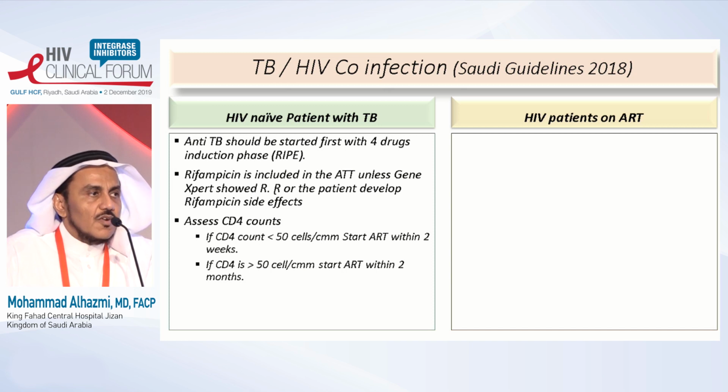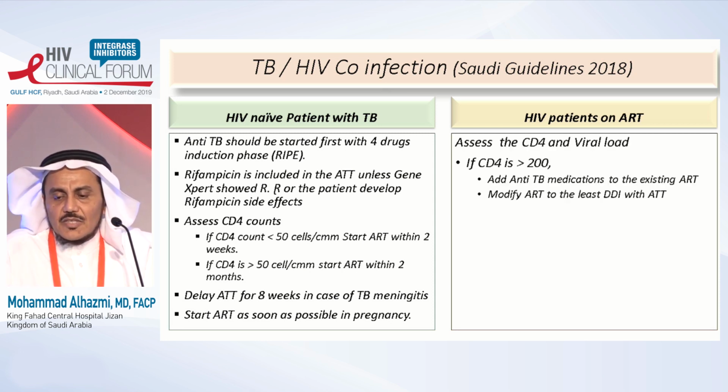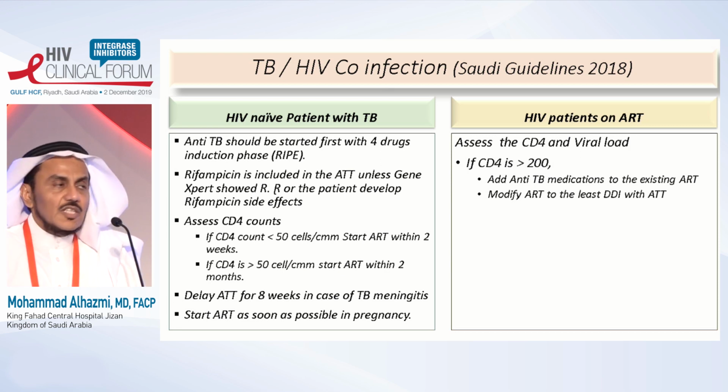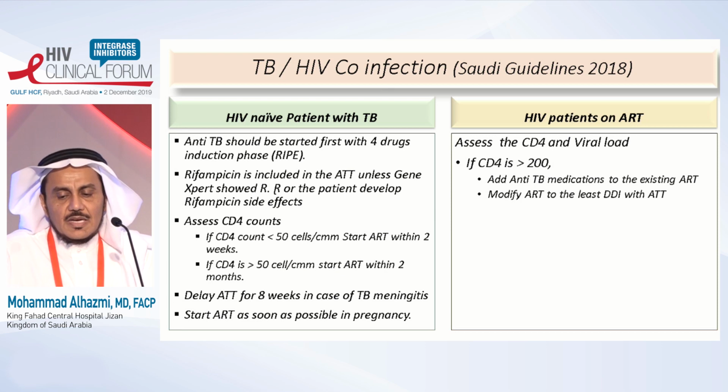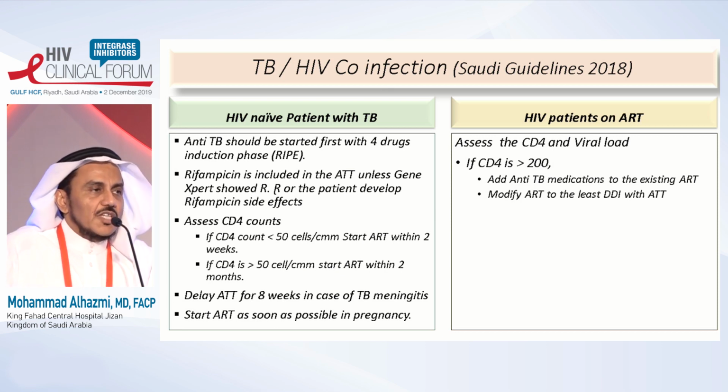You assess the CD4 and you look at the site of the infection, and then you decide when to start your treatment. Obviously, you will delay for a tuberculous meningitis. Patients who are HIV positive already on ART, we have to assess the CD4, and if they are virally suppressed with a CD4 count more than 200, we have to do only the treatment modifications.